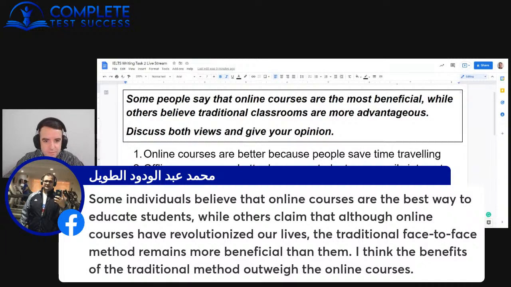Traditional face-to-face remains best. So yeah, you need a main idea for the second view, why traditional classrooms are better. I think the benefits of the traditional method outweigh the online courses. Okay, so well written, but you haven't included a main idea for the second view, and you haven't included a main idea for your opinion. So you've included, oh, sorry, you haven't included any main ideas.